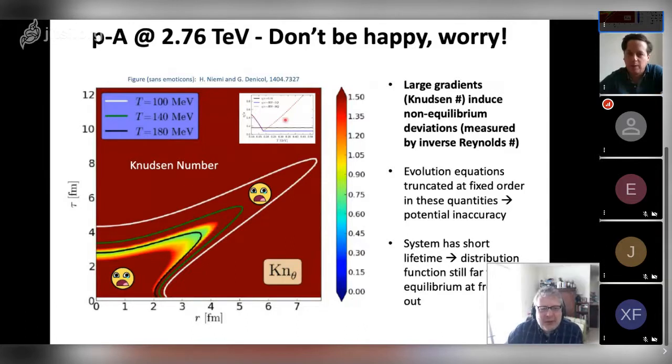And the first thing you notice from this plot, from their PA simulation, is that there's no blue at all. It's all red. And even at very initial times, it's very red.